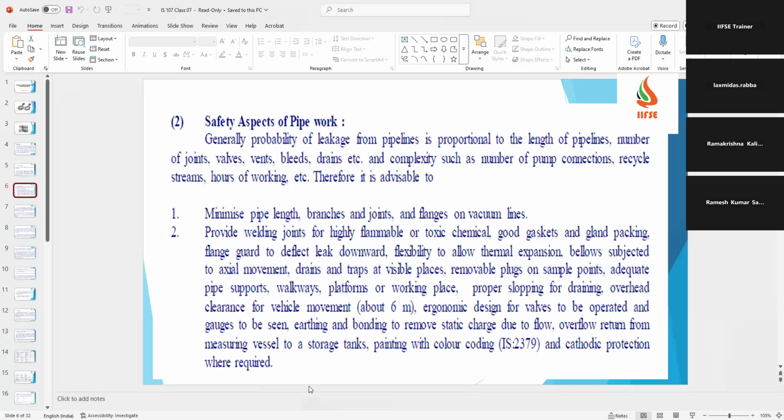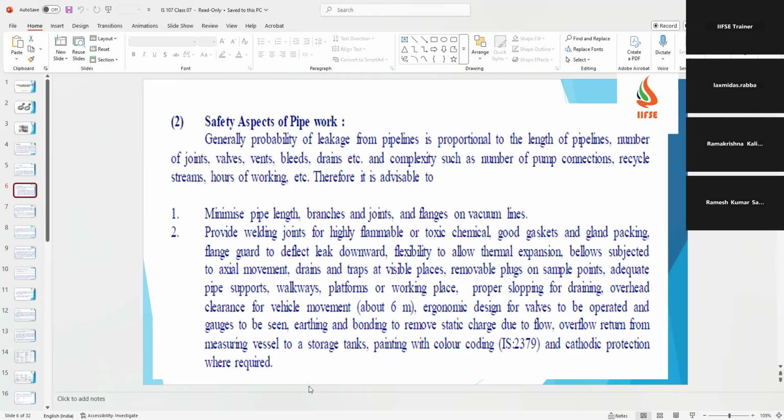In the pipelines we will have liquids and solids. Due to the pressure and also the motion, or the friction between these two, it can also lead to generation of static electricity.